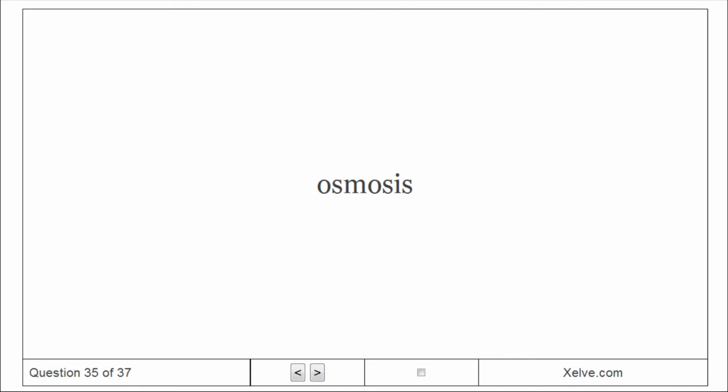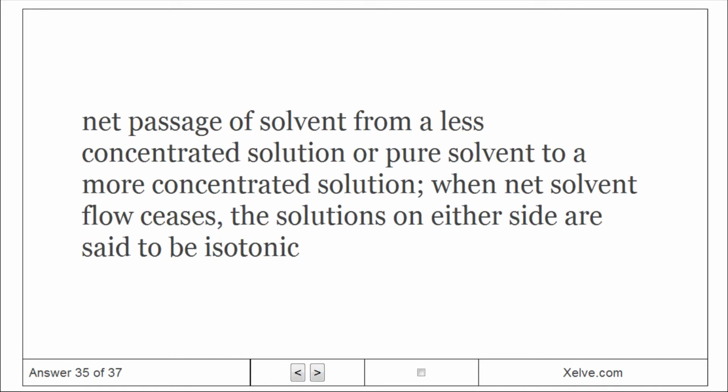Osmosis: net passage of solvent from a less concentrated solution or pure solvent to a more concentrated solution. When net solvent flow ceases, the solutions on either side are said to be isotonic.